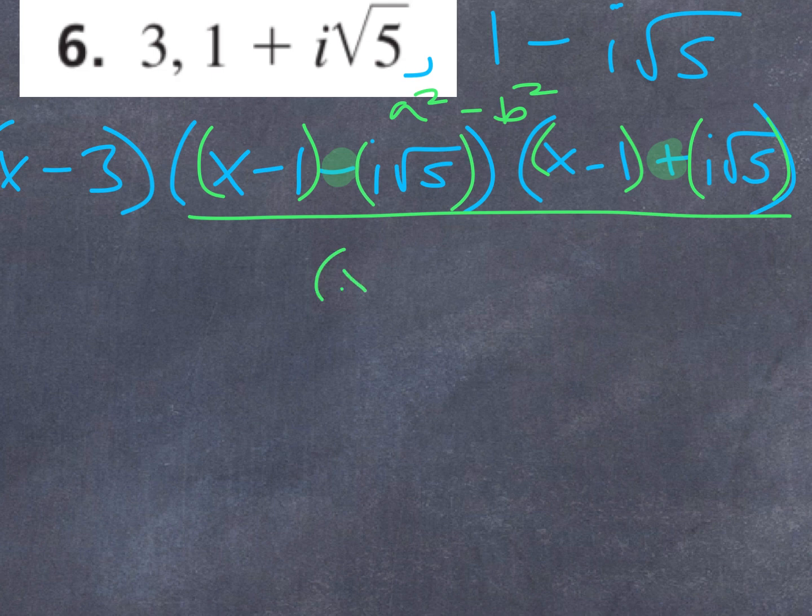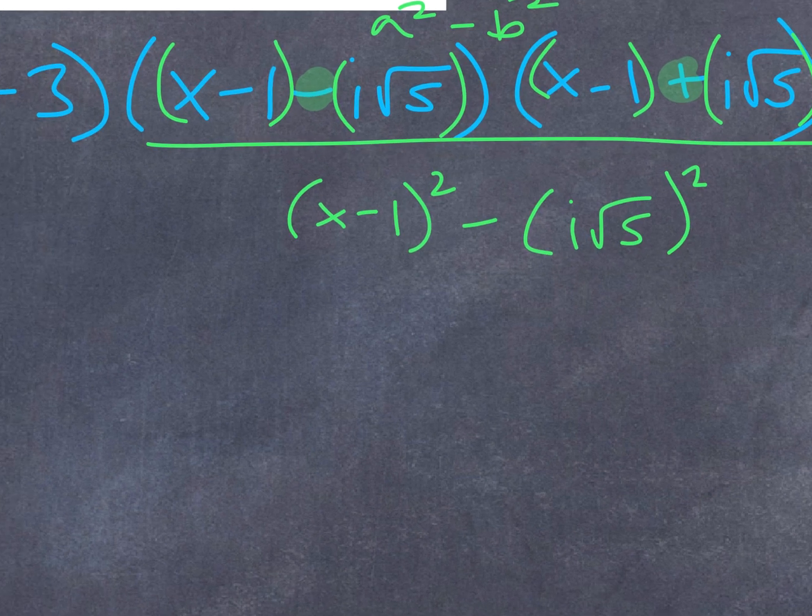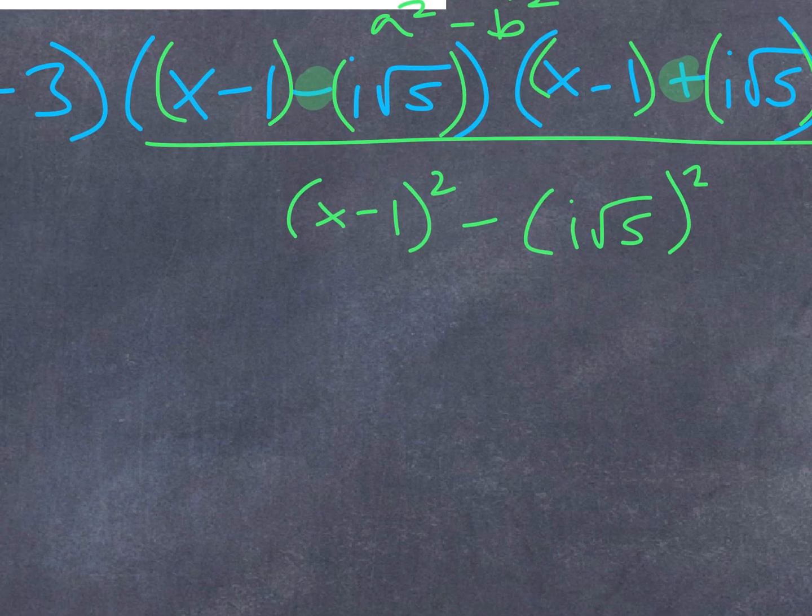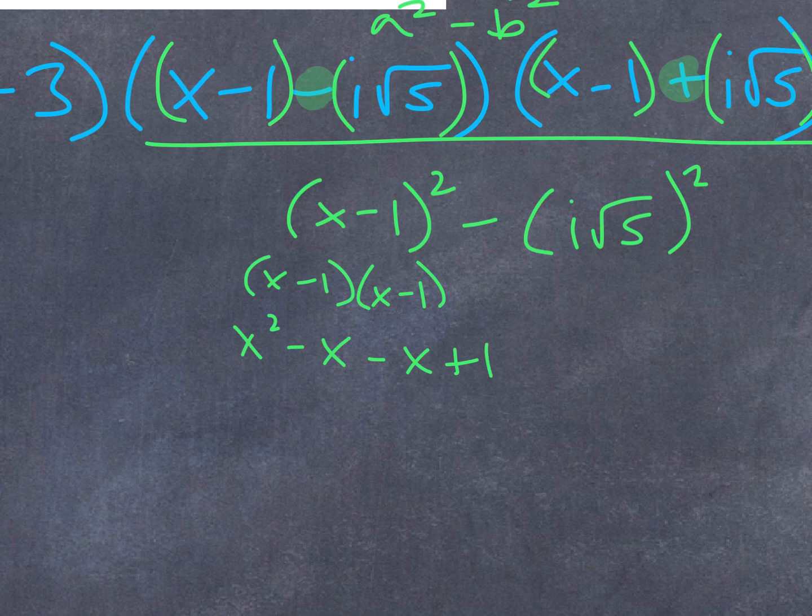So we have x minus 1 squared minus i square root 5 squared. x minus 1 squared, we have to FOIL it out. So it's like saying x minus 1 times x minus 1. We get x squared minus x plus 1.